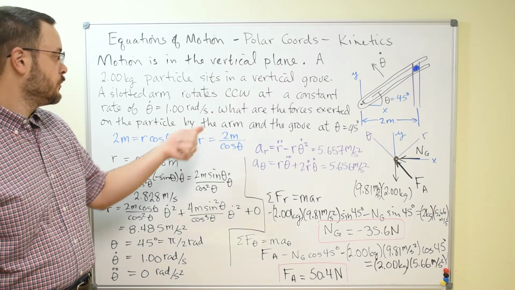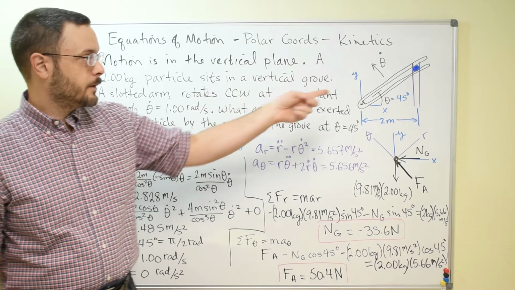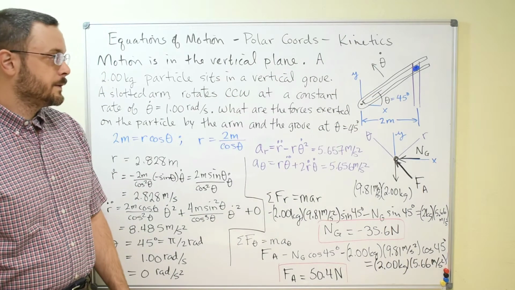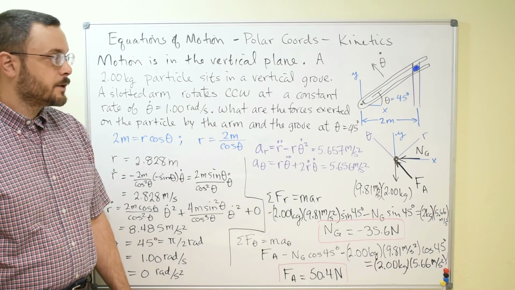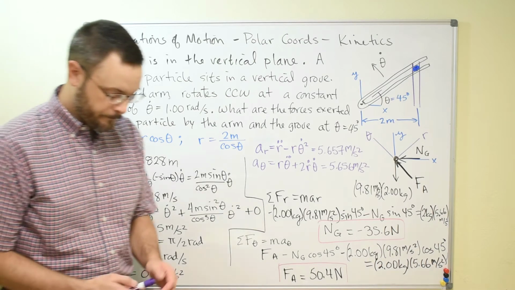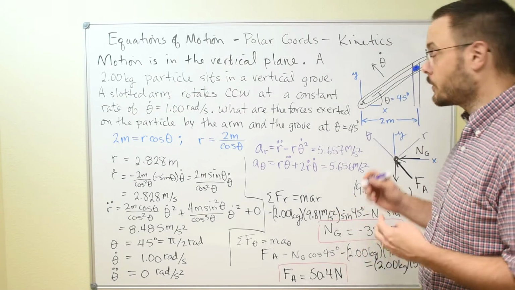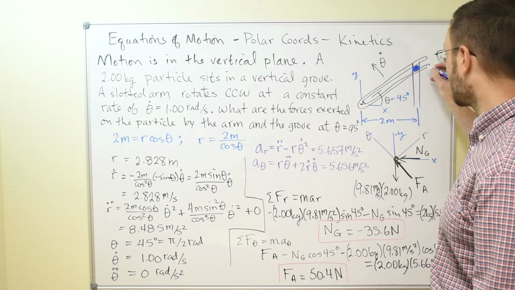We want to find the force exerted on the particle both by the slotted arm and also by the vertical slot or vertical groove at this instant when theta is equal to 45 degrees. So as always, our first step is to figure out the free body diagram. And again, sometimes it's easier to just go ahead and draw the coordinates on the particle, and then you can transfer them down to your free body diagram.